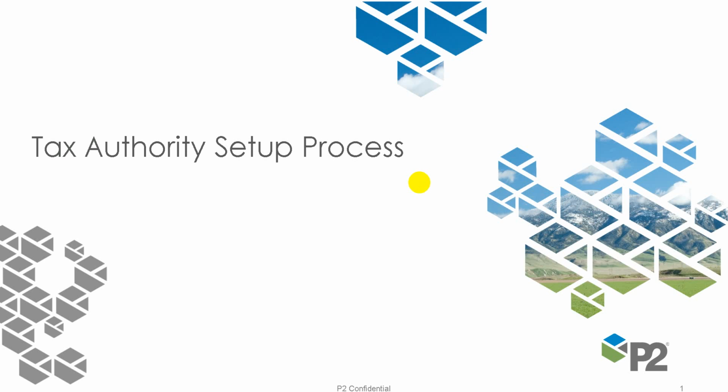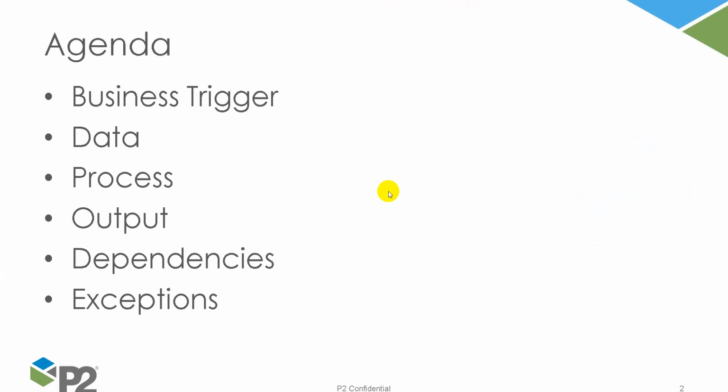In this video, we will see the tax authority setup process. We will talk about the business trigger for the process, the data we need to know to run the process. We'll run the process in the IDEA screens, look at the output of the process, and discuss dependencies and exceptions to the process.